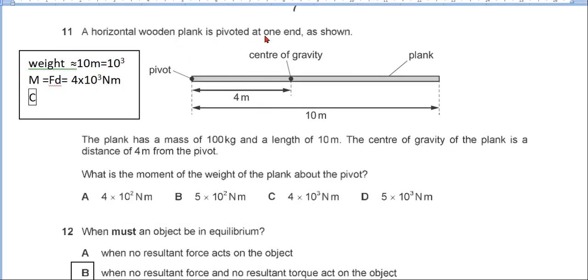A horizontal wooden plank is pivoted at one end as shown. The plank has a mass of 100 kg and a length of 10 meters. The center of gravity of the plank is a distance of 4 meters from the pivot. What is the moment of the weight of the plank about the pivot? Weight is acting on the center of gravity. Weight is 10 to the third. We multiply distance by force, by weight. We get 4 times 10 to the third. Answer C.